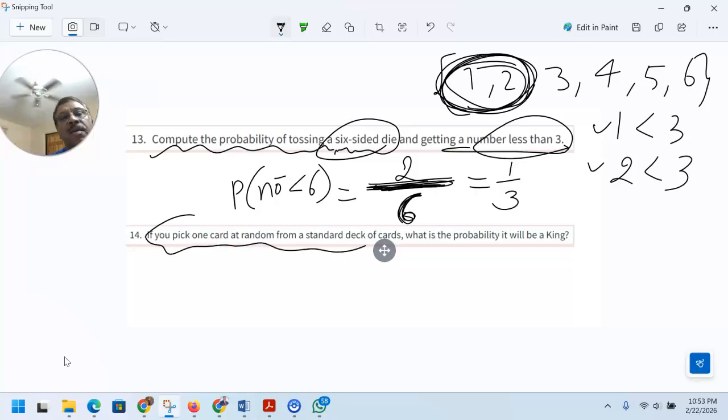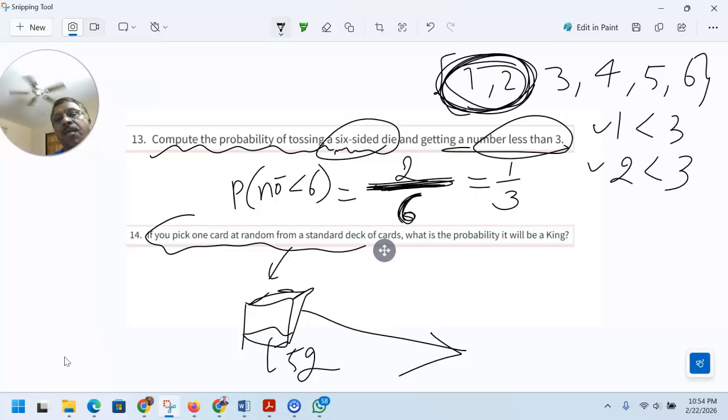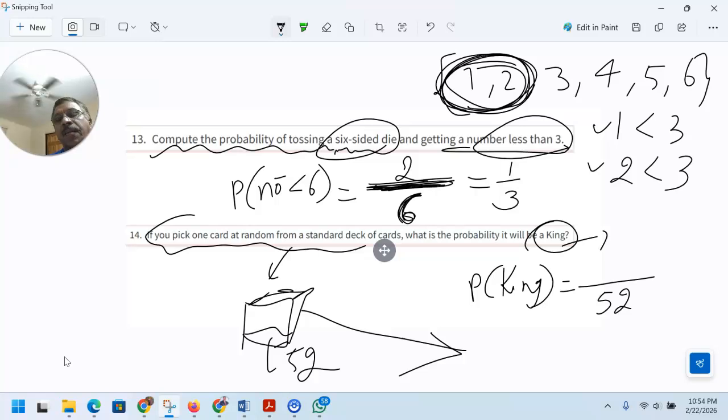Now this question says a deck of cards has 52 cards. We did a lot of problems like this. You pick one card. What is the probability of getting a king? There are 52 cards. From 52 cards, how many kings are there? You know there are four kings. So this becomes 4 divided by 52. Four divides 52 thirteen times, and that's your answer.